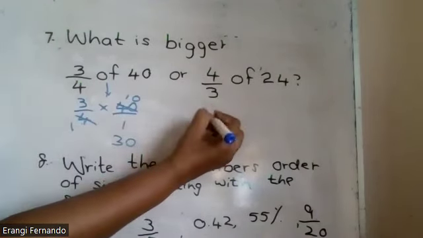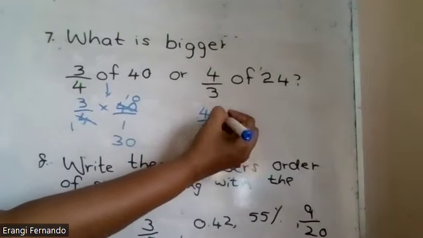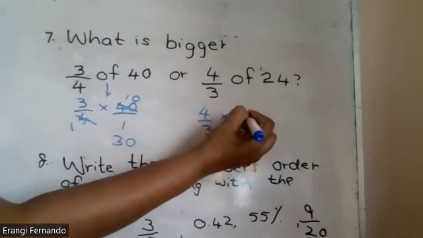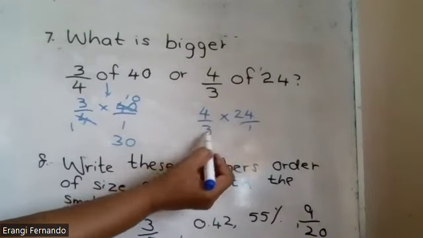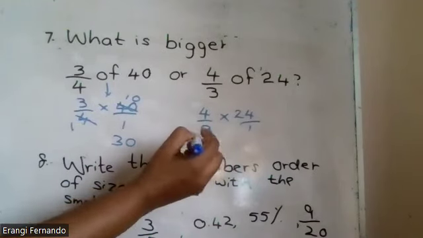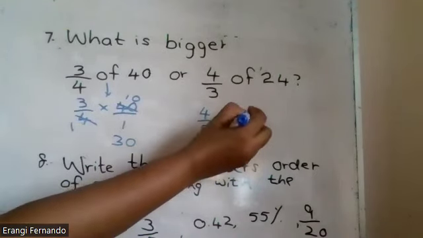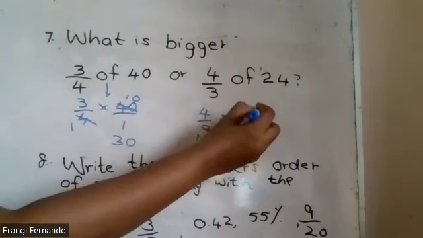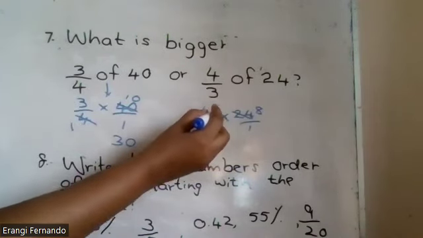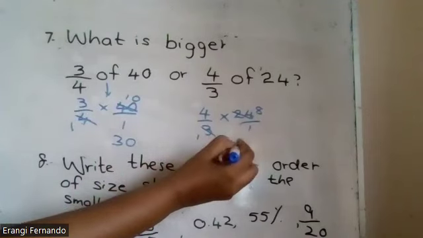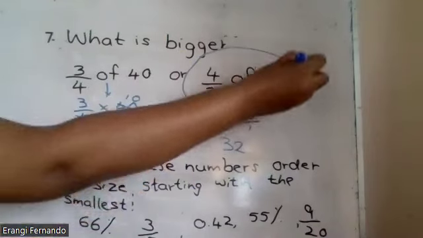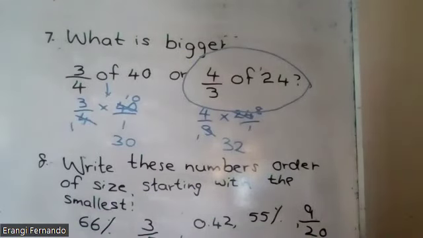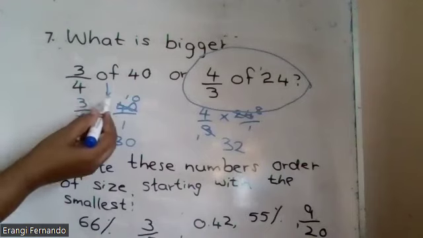Here, 4 over 3 of, which means multiplication, 24. Right. For the first way, you can simplify. Both you can divide by 3. 3 divided by 3 is 1. 24 divided by 3 is 8. So 4 times 8 is 32. So which is bigger? 4 over 3 of 24 is bigger than 3 over 4 of 40.